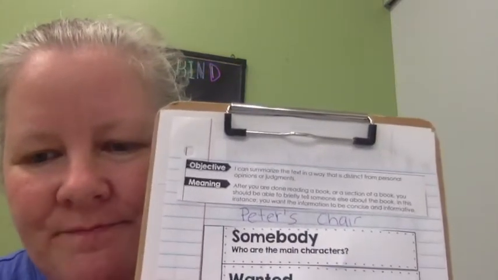Trying to find something dark enough for you guys to be able to see. And I'm going to write the name of my book right up here, because I'm doing Peter's Chair. What book are you doing? If you say Galamoto, you are correct. So would you write Peter's Chair right there? No, you're doing Galamoto, okay?